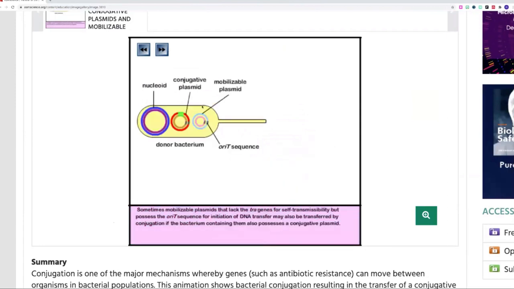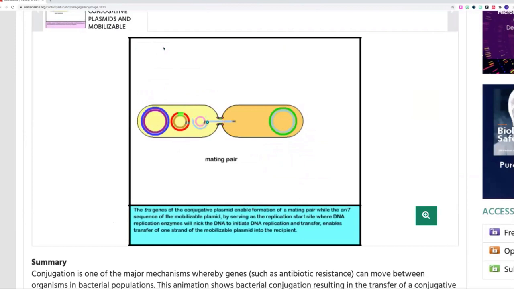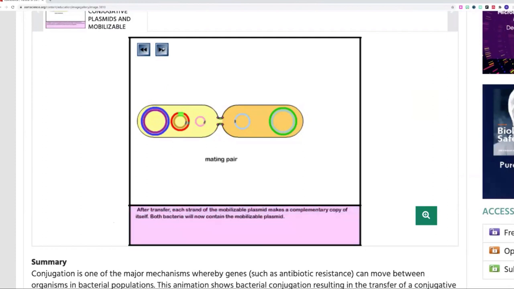When does this matter? There's a mobilizable plasmid like the R plasmid. So this is a second plasmid that can get passed on. So once it forms the bridge, because it has this, instead of passing the F plasmid, or in addition, perhaps, they can pass that R plasmid. Or sometimes these don't have to be resistance. They could be plasmids with genes on them that allow the bacterium to eat other things.